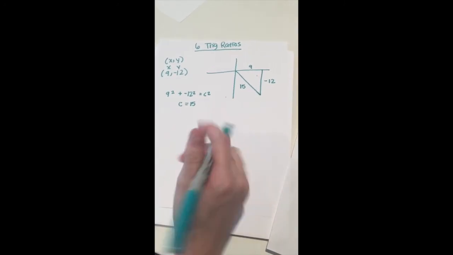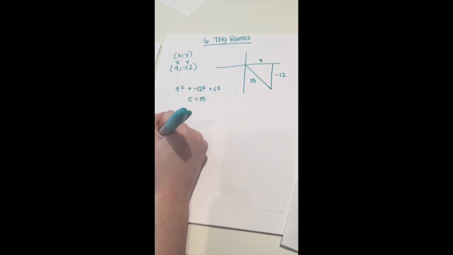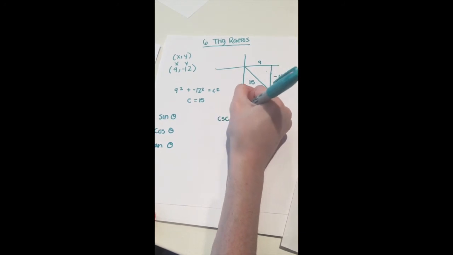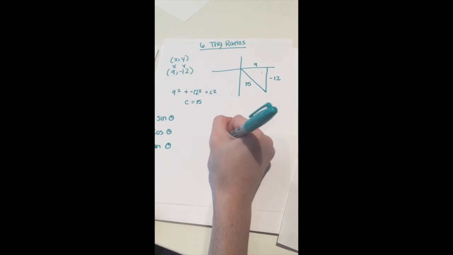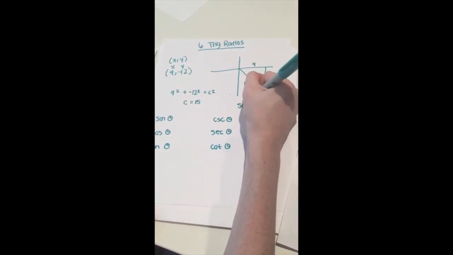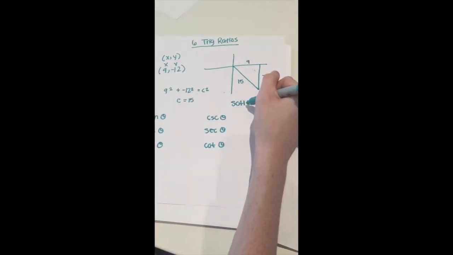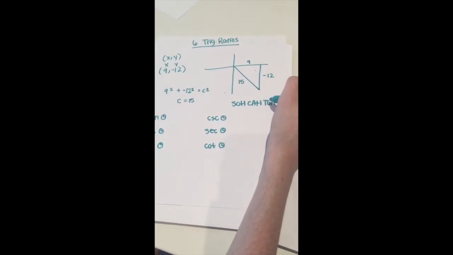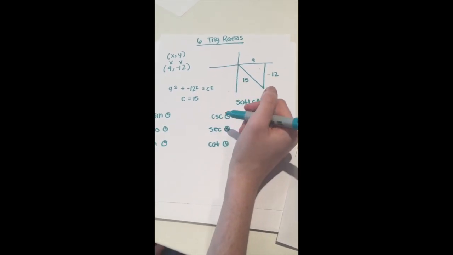Now, the 6 trig ratios are sine theta, cosine theta, tan theta. And the reciprocals are cosecant theta, secant theta, and cotangent theta. Now, each of these we all know from SOHCAHTOA. Sine is opposite over hypotenuse, cosine is adjacent over hypotenuse, and tangent is opposite over adjacent. And then for the reciprocals of those, you just flip it.